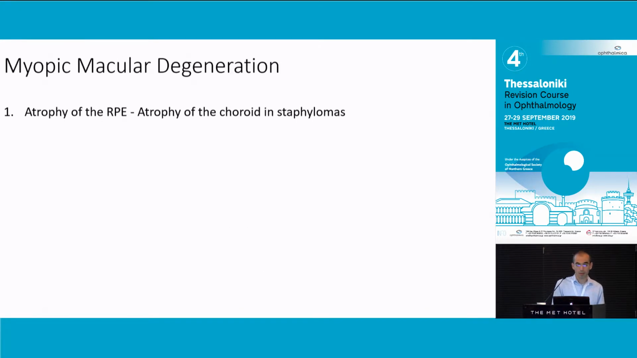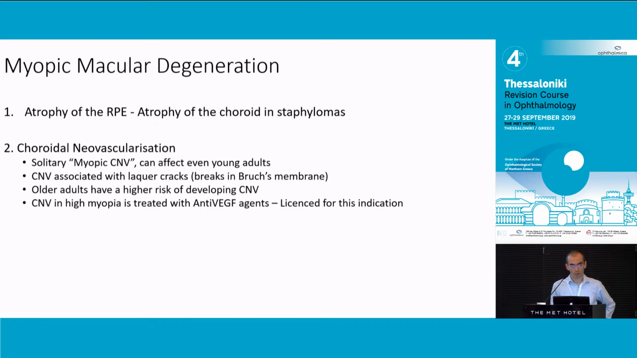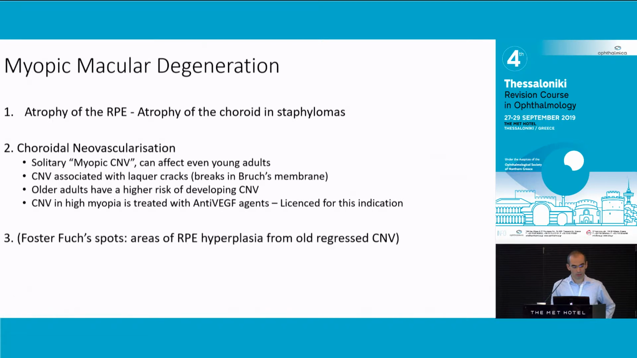With myopic macular degeneration, Adnan has already talked a lot about the pathology and the more detailed features of it. But you can get atrophy of the RPE and the choroid. With these solitary myopic CNVs, you can get them in young adults, and you can get CNVs associated with breaks in Bruch's membrane. Older adults have a high risk of developing CNV anyway, which is more of the usual variety, and we treat with anti-VEGF agents that are actually licensed for this indication.